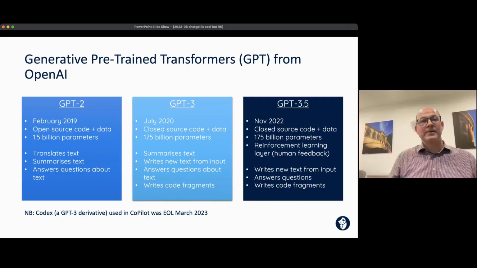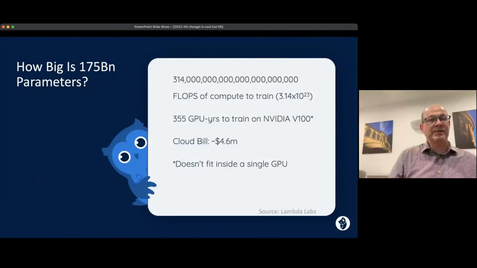Small mention, Codex was the first model used by Copilot. That was a derivative of GPT-3, which essentially has been abandoned. So Copilot now uses GPT-4 as the back end as of March of this year. So just to give you an idea about how massive these models are, you can see that the amount of compute you need, the number of flops, floating point operations, to train is very, very large, 3.14 times 10 to the 23. To give you some idea of how much that is, if you used a single NVIDIA V100 GPU to train it, it would take 355 years to train.